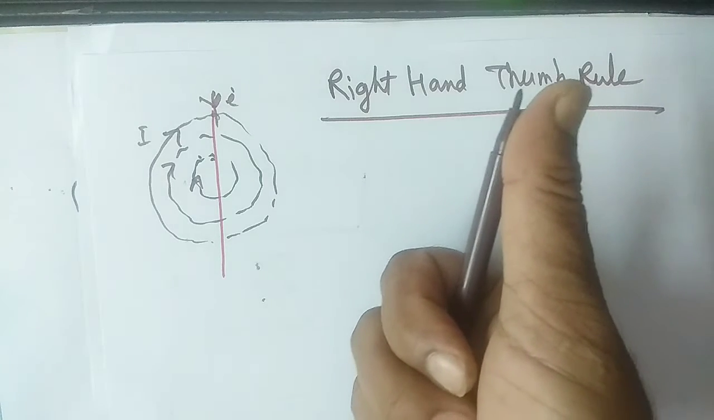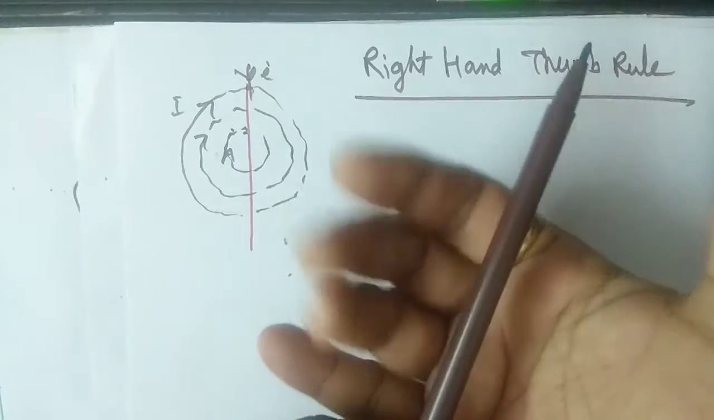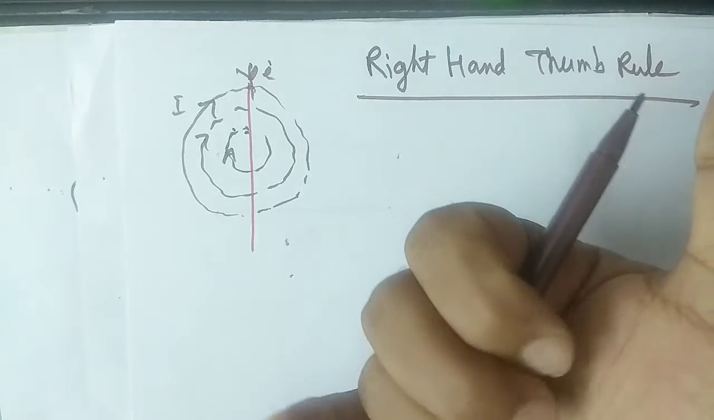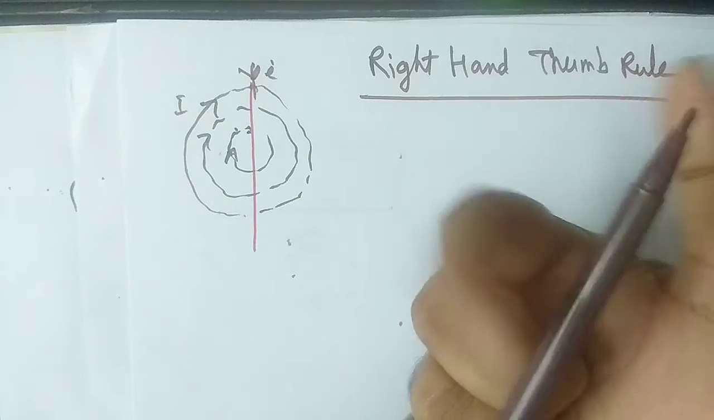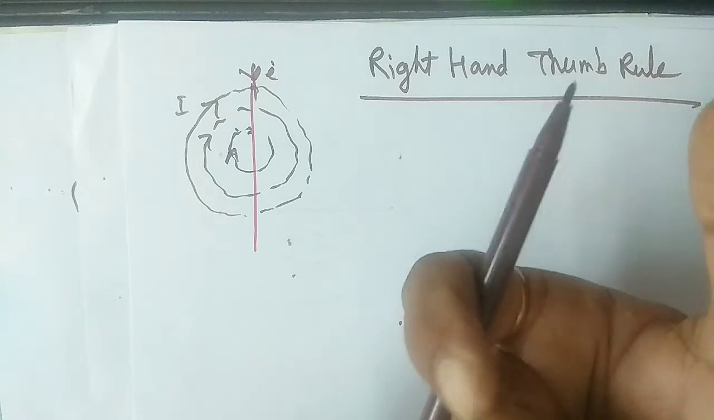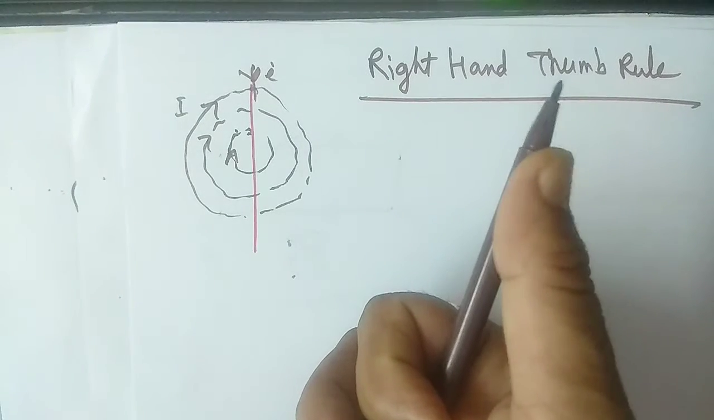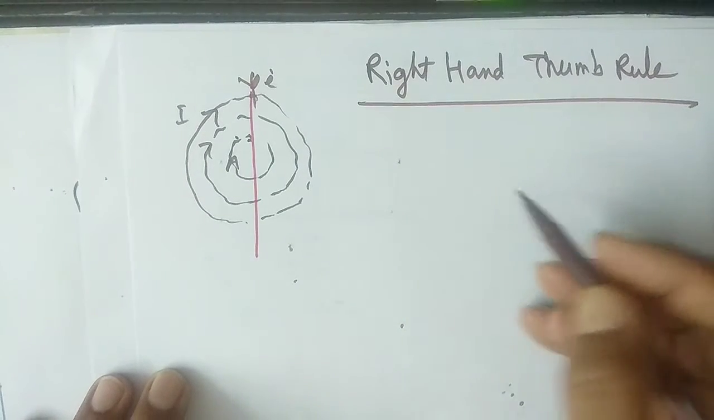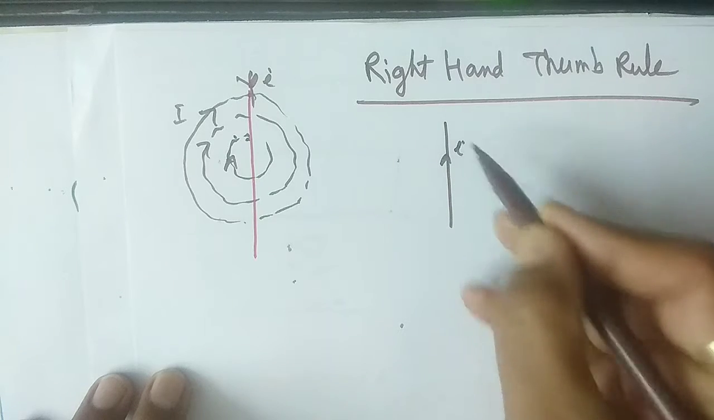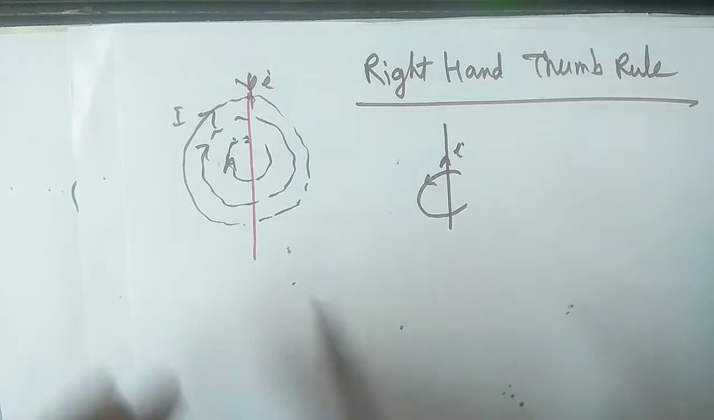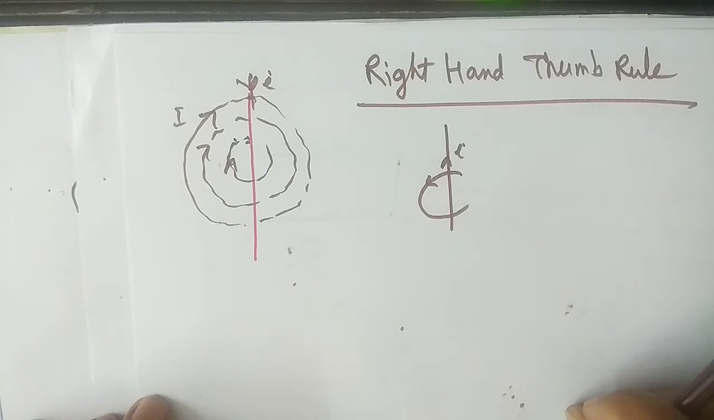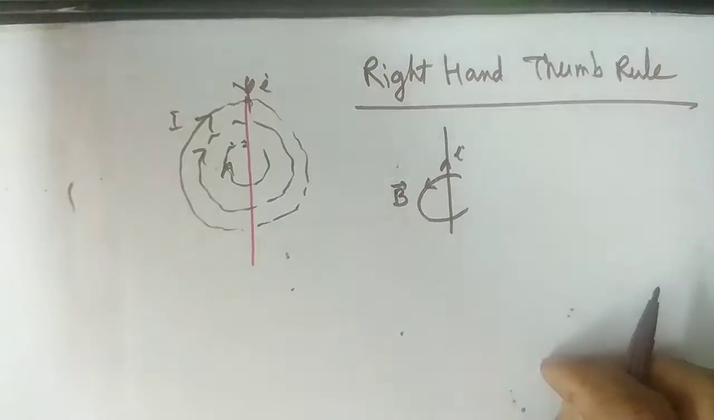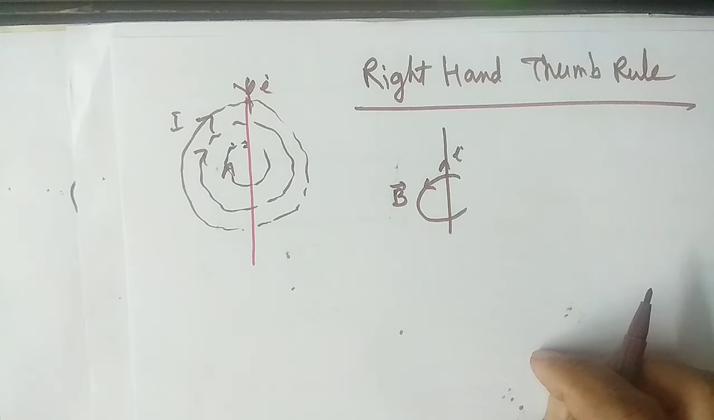Keep the thumb in the direction of current, and the direction of grasping of the fingers, these fingers moving like this, is the direction of the magnetic field. So the thumb shows the direction of current, and the fingers show the direction of the magnetic field, as I showed with my fingers. This is the right hand thumb rule, and this is the magnetic field pattern due to a single current carrying wire.